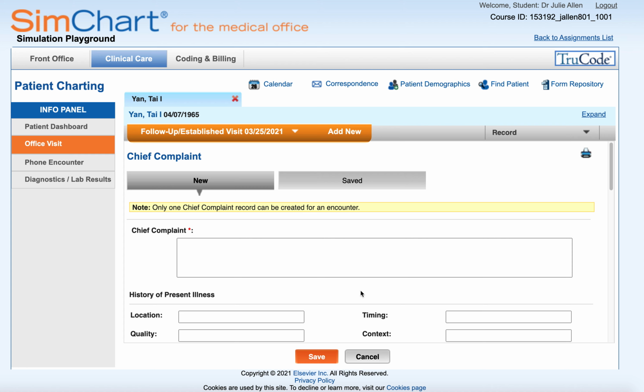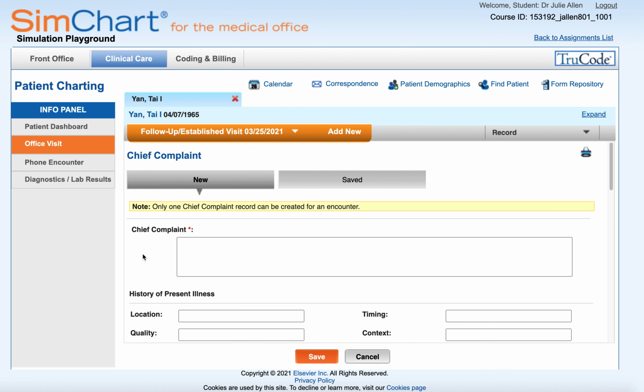You had mentioned the chief complaint as one of the benefits, and I did talk about this a little bit during our class session this week, which is available as a recording. But I thought I'd just pull up an example of this in SimChart and talk a little bit about how the chief complaint tool benefits the physician and the patient.